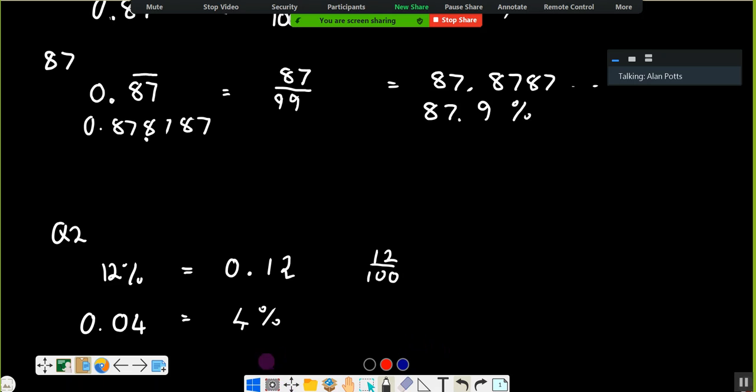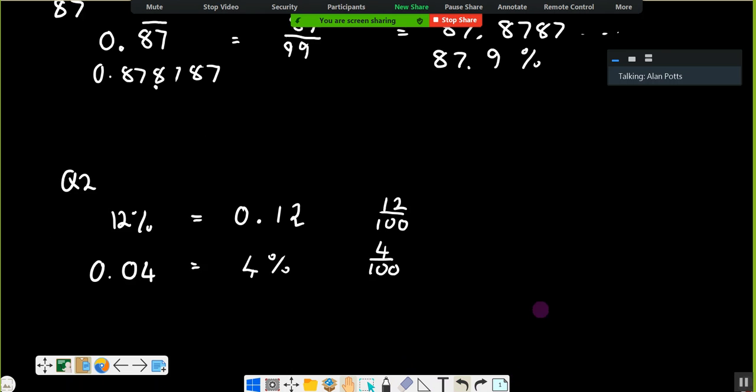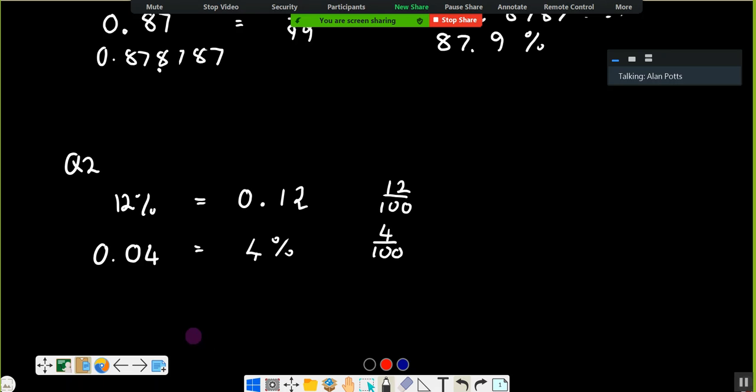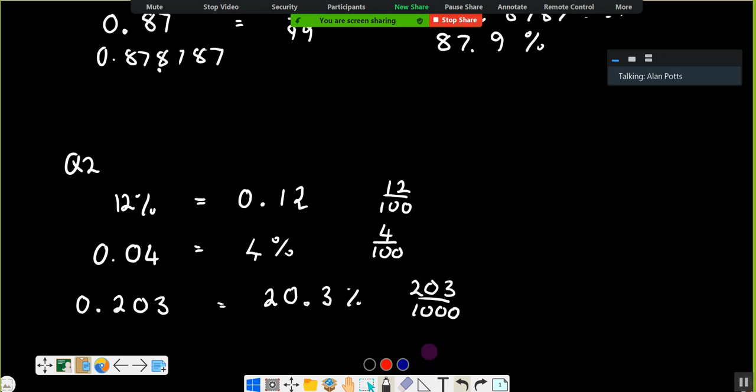Because if we think about it as the fraction, it would be 4 in the hundredths column. Alright? Because of the math. 0.004. Good. So let's say I said 0.203 as a percentage. Karen? 203 over 1,000 for a fraction and then divide, so as a percentage it will be 20.3%. Good. Yeah? Makes sense?